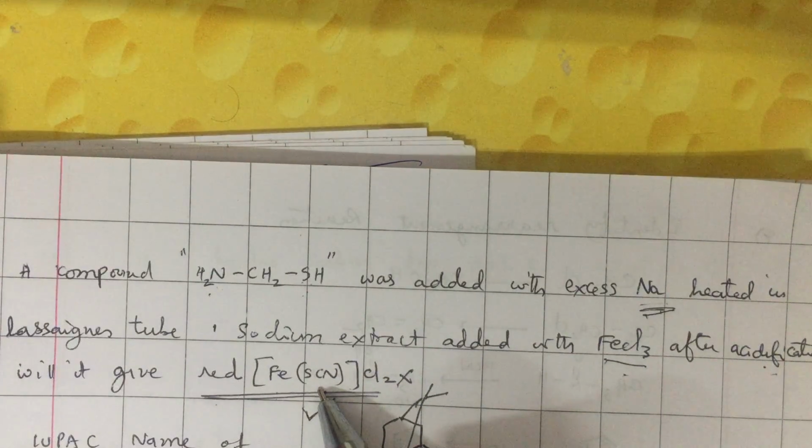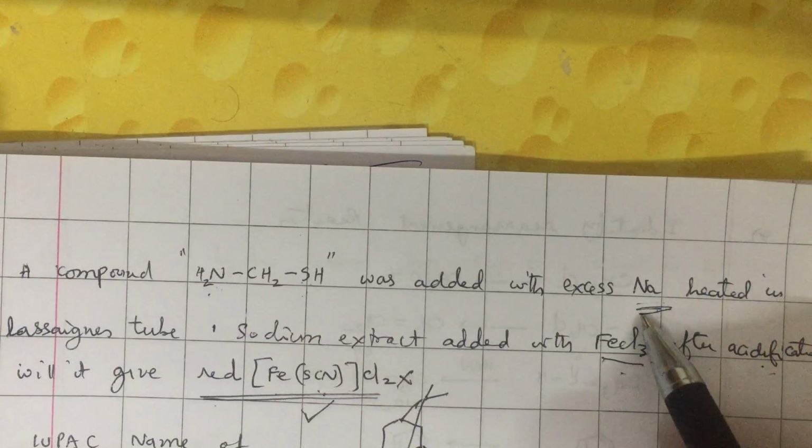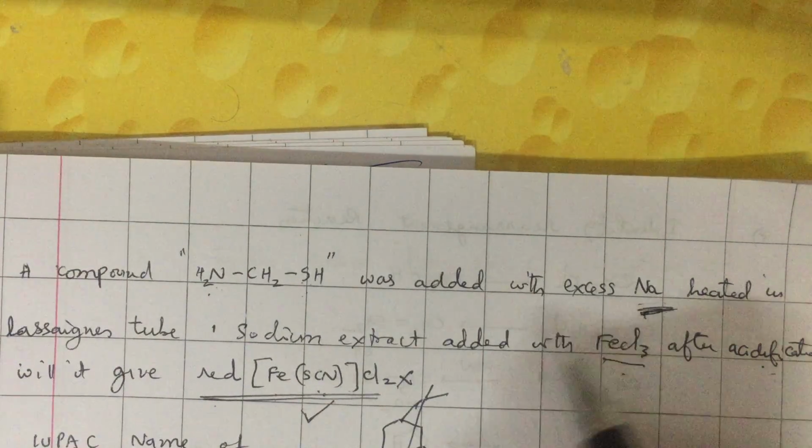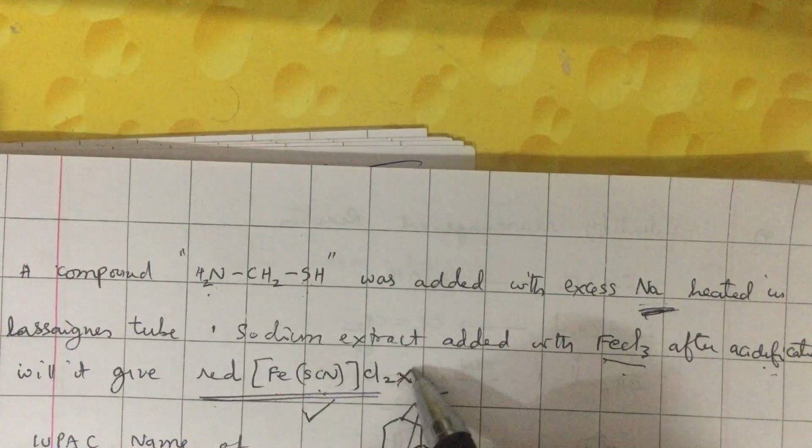thiocyanate. In the Lassaigne test, you try to convert the heteroatoms like nitrogen into cyanide, sulfur into sodium sulfide, Cl into sodium chloride, and so on. That conversion of both the sulfur and nitrogen with sodium as sodium thiocyanate is possible only when sodium is not in excess. If sodium is in excess, this test is not responded.